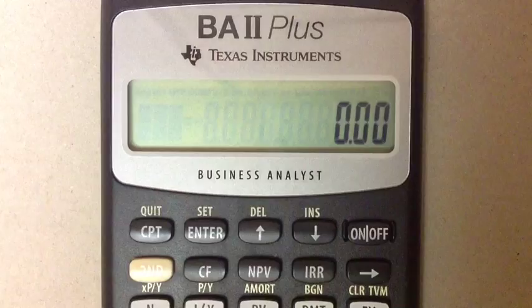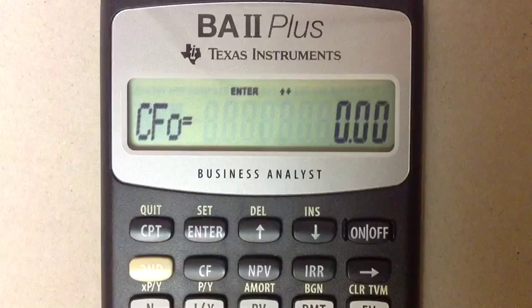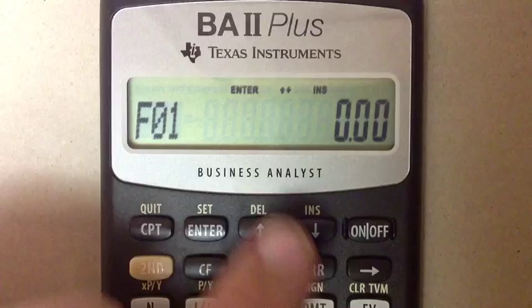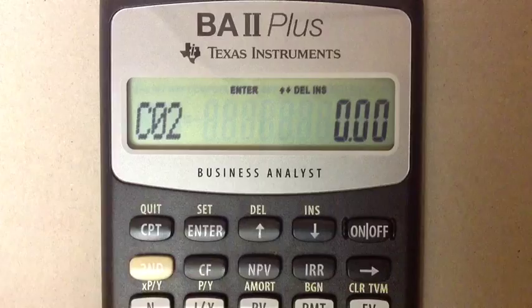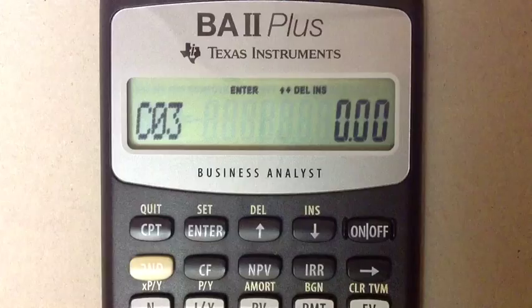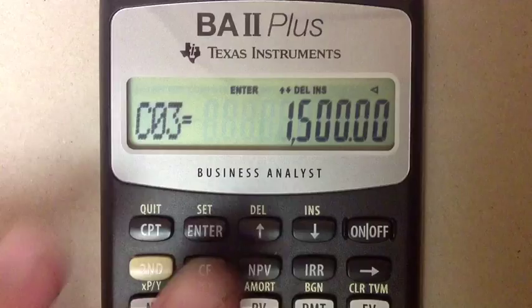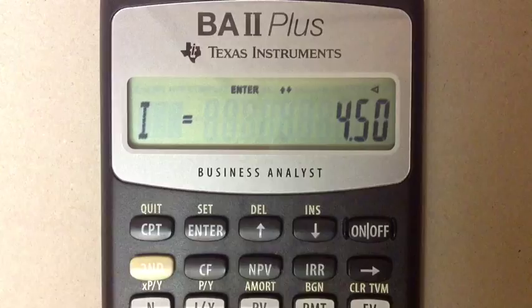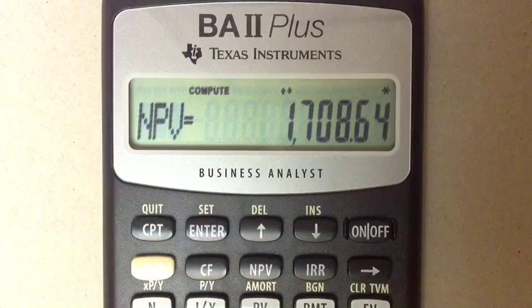The first thing I'm going to do is to calculate net present value. So I'm going into the cash flow application and I'm going to clear the cash flows. My initial cash flow is negative $1,000. The first cash flow is going to be $500. The second cash flow is $1,000. And the third cash flow is $1,500. Now I'm going to calculate net present value by first entering 4.5% as my periodic interest rate. And computing net present value, I get $1,708.64.